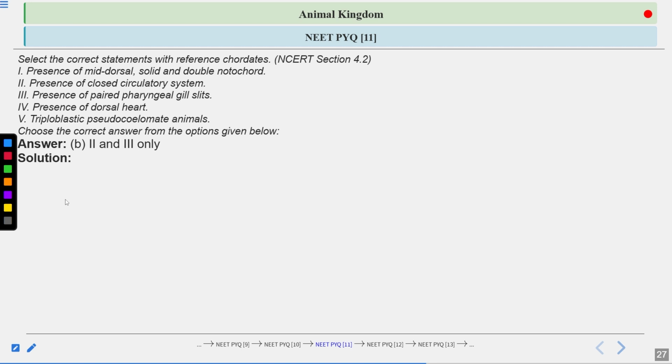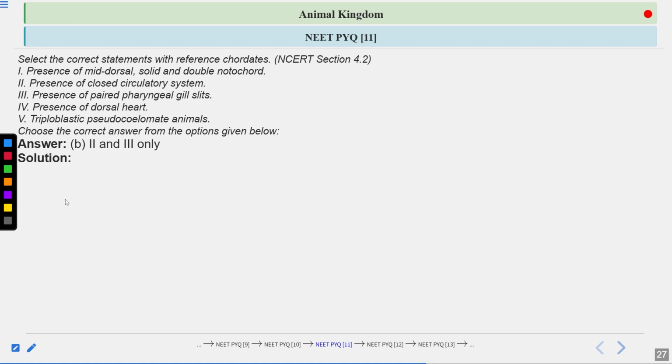Second, presence of closed circulatory system. Yes, the chordates have a closed circulatory system. Statement 3, presence of paired pharyngeal gill slits. Yes, it is found in the chordates. And fourth, presence of dorsal heart. It is a ventral heart. Triploblastic pseudocoelomate animals: they are triploblastic but they are not pseudocoelomate. Pseudocoelomate is only the Aschelminthes, right? So they have a true coelom, which means they are eucoelomate animals.